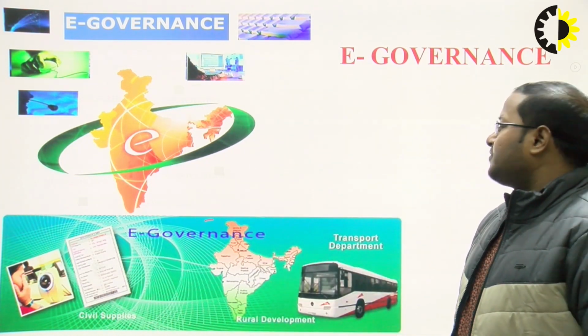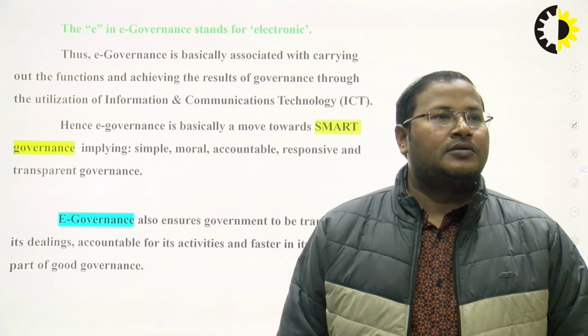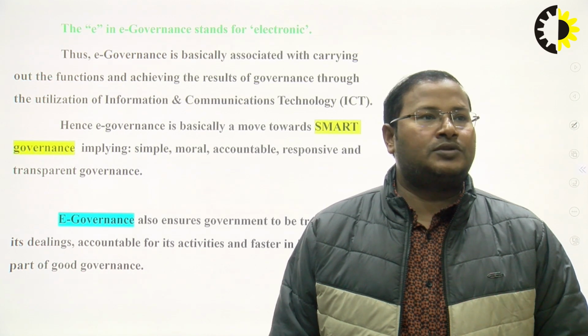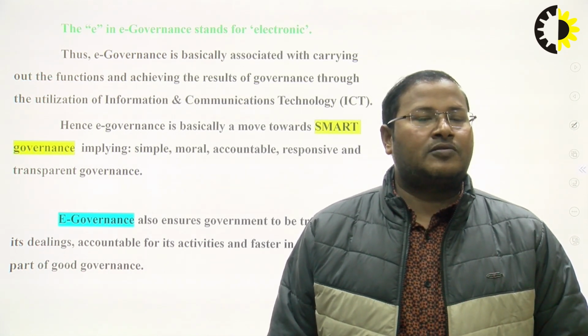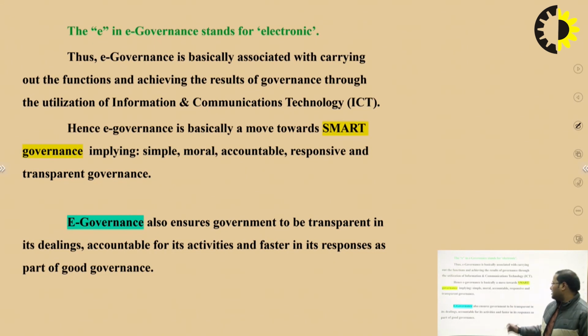E-governance. These are different pictures showing e-governance in India. The E in e-governance stands for electronic. Thus, e-governance is basically associated with carrying out the functions and achieving the results of governance through the utilization of information and communication technology. Hence, e-governance is basically a move towards smart governance, implying simple, moral, accountable, responsive, and transparent governance. E-governance also ensures the government is transparent in its dealings, accountable for its activities, and faster in its responses as part of good governance.